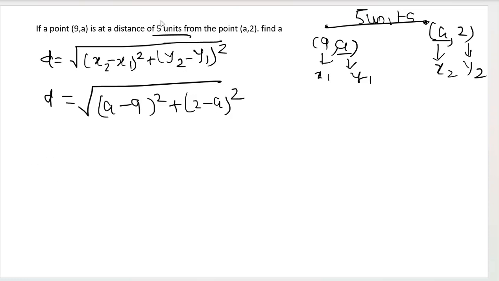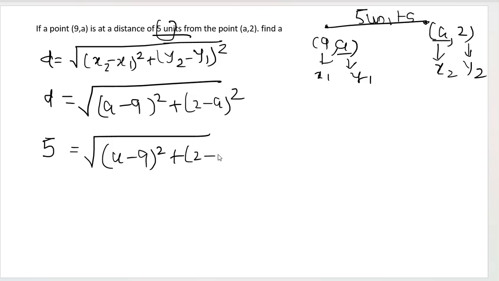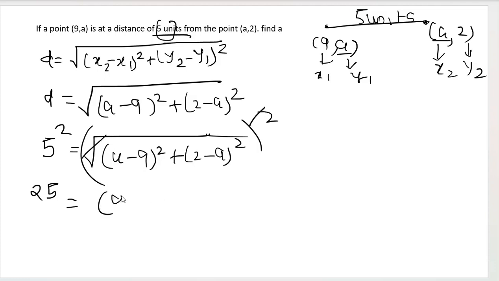Now the distance is given as 5 units, so we substitute the distance as 5 and we are left with the square root of (a minus 9) the whole square plus (2 minus a) the whole square. We square both sides, so we get 25, whereas on the other side the root and square cancel and we are left with (a minus 9) the whole square plus (2 minus a) the whole square.